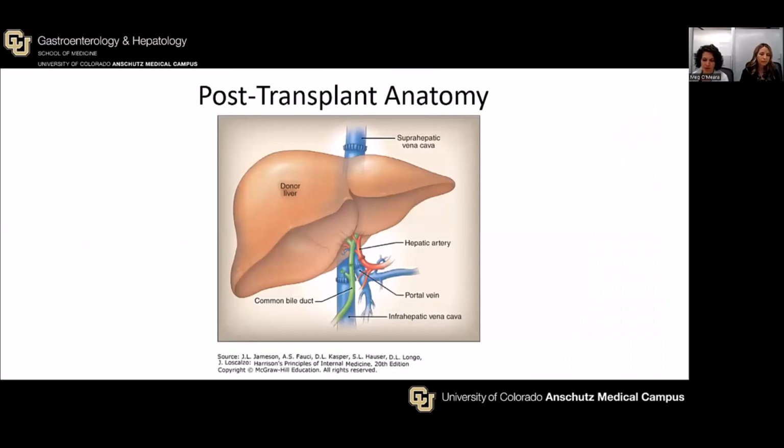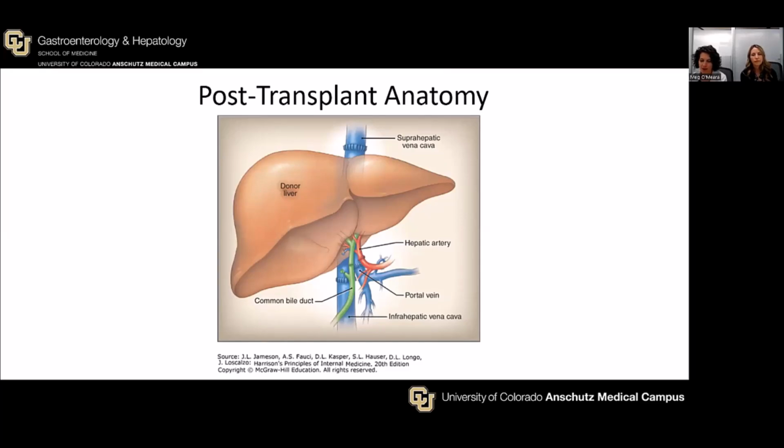Okay, so here's an image depicting what a post-transplant anatomy might look like. Obviously, there are many variables here, but I wanted to just take a look at this picture and emphasize a few of the surgical connections that are made at the time of a liver transplant. So in red, you have an arterial anastomosis, and this is going to be the donor to the recipient hepatic artery. And then there are often several venous anastomoses.